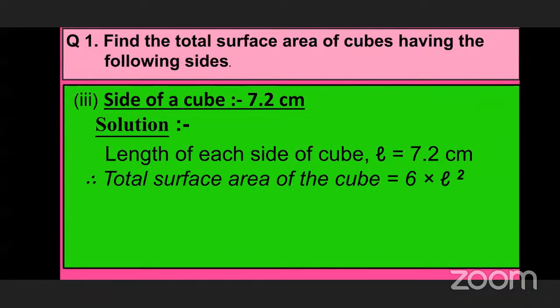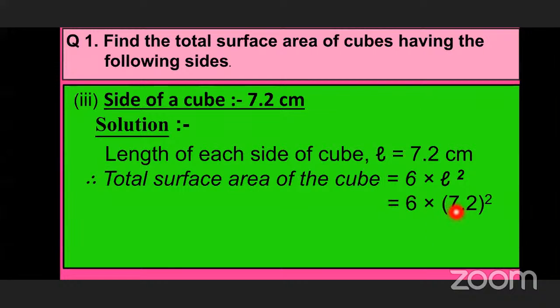So the formula is 6 times length square. Now again we have to substitute the value. The only difference is there, children. Earlier only one digit number was there, and here a decimal point is there. In the previous grades also we have learned how to multiply numbers which have a decimal point. But now also we will revise the multiplication of numbers with a decimal point. Okay.